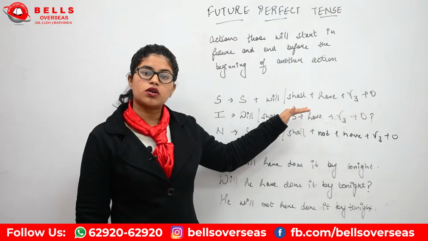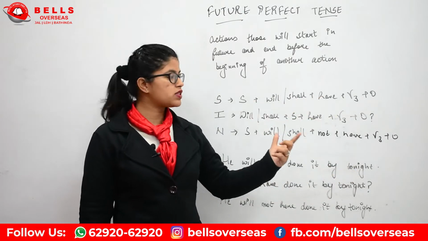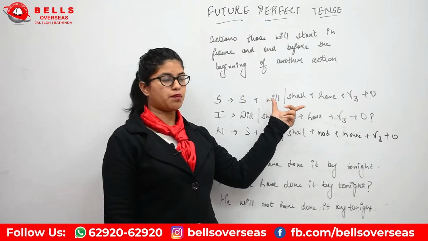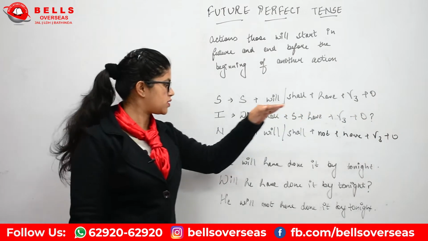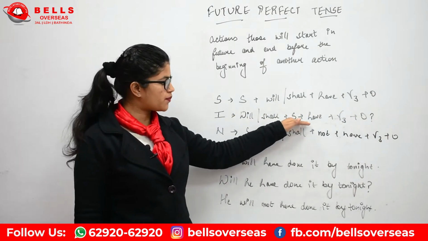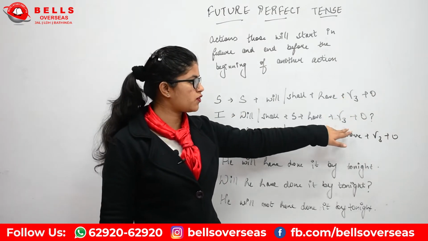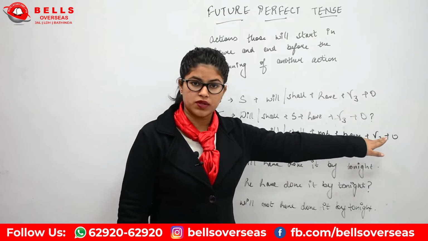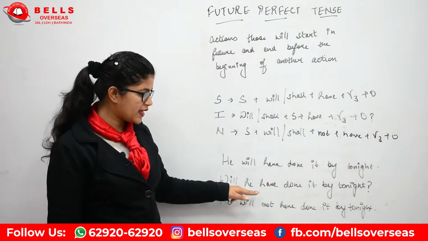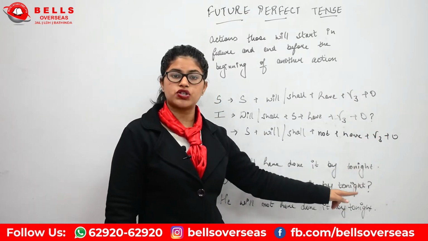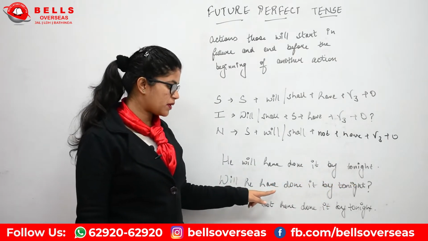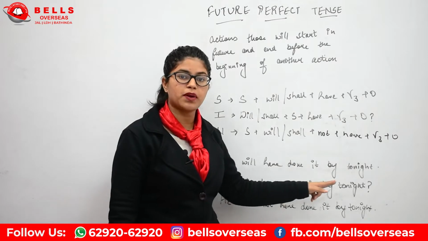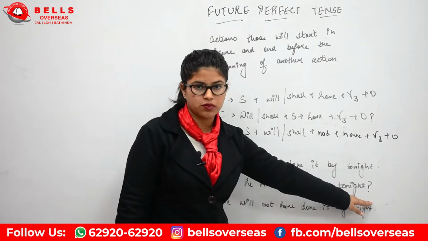Now when we have to turn it into interrogative, again the same trick. I'll just pick up my helping verb, put it before my subject and apply a question mark at the end. Will shall plus subject plus have plus verb third form plus object with a question mark. Will he have done it by tonight? क्या वो आज रात तक ये काम कर चुका होगा?